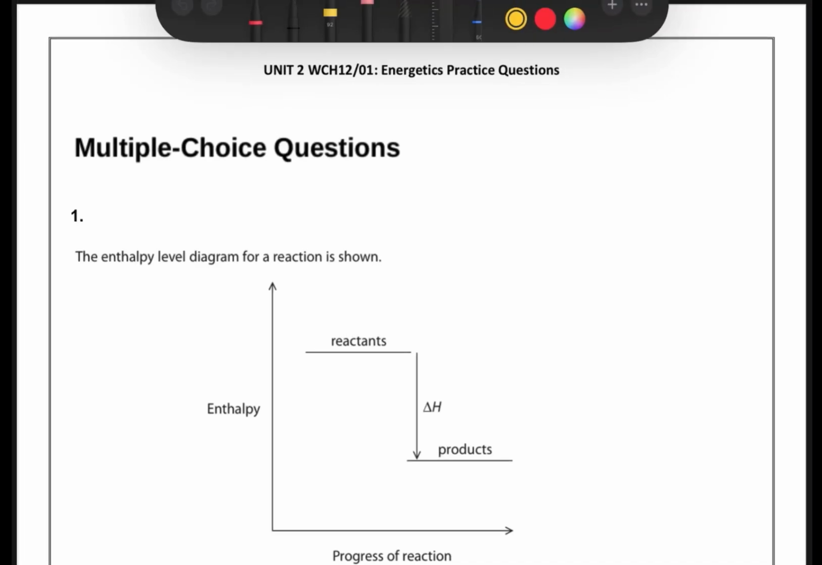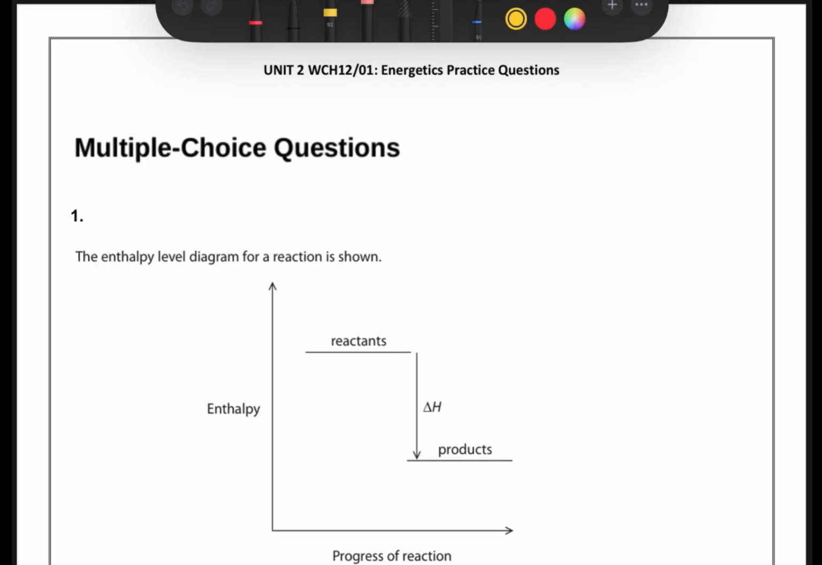Welcome, everybody. Topic 6, practicing questions in Unit 2 in chemistry. I just want to let you know that this sheet, you can download it from the description box below. We're going to start solving the MCQ questions first, and then we'll move to the free response questions.